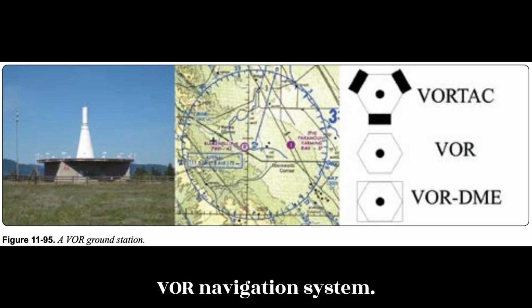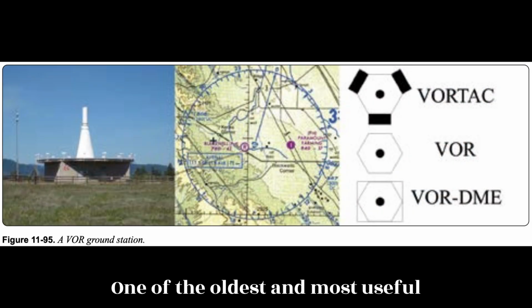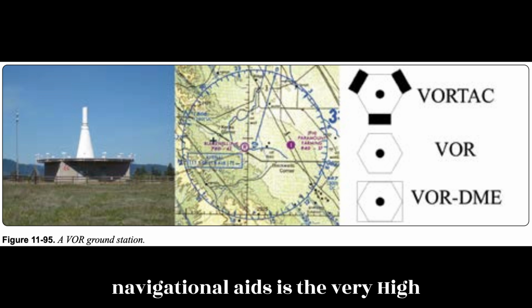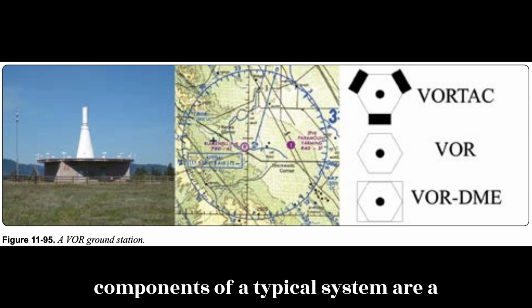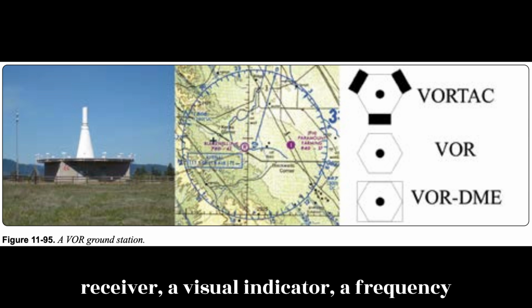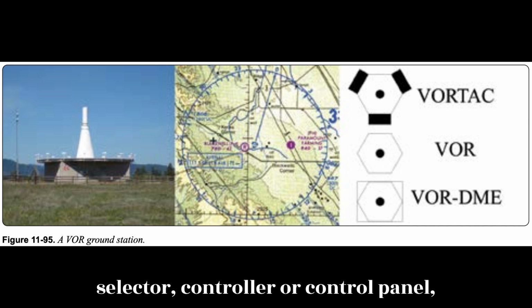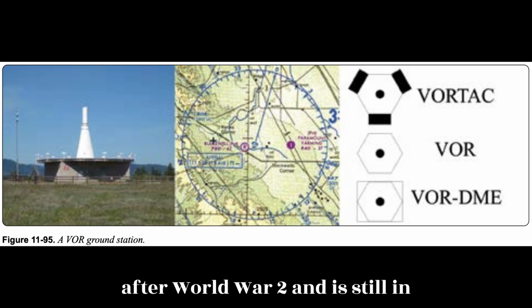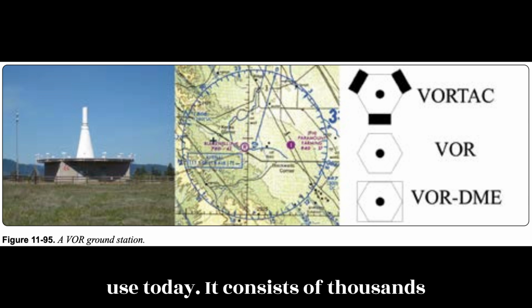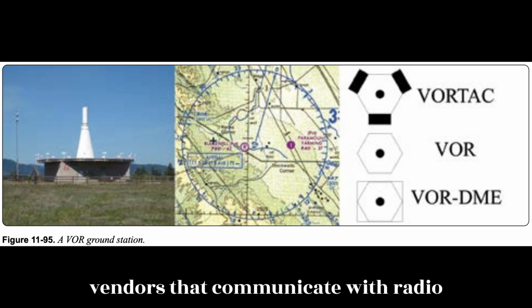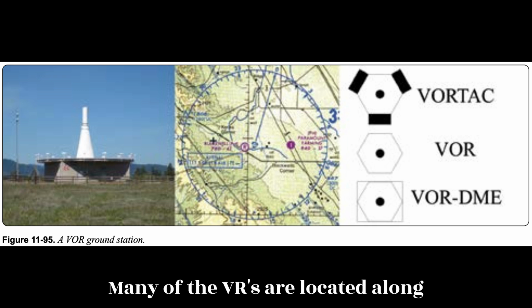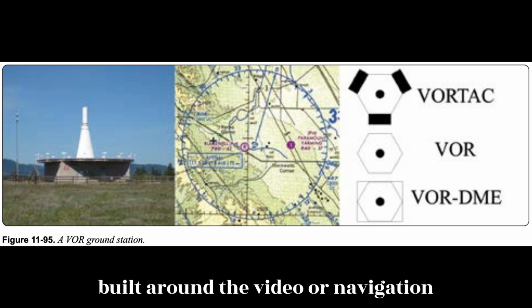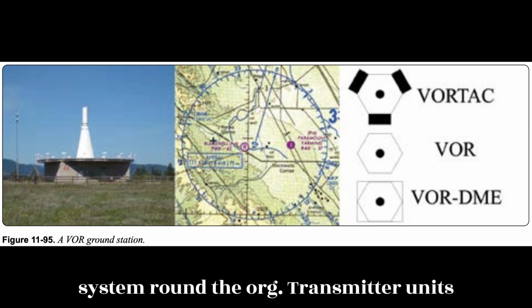VOR Navigation System. One of the oldest and most useful navigational aids is the Very High Frequency Omnidirectional Range, VOR Navigation System. The four main components of a typical system are a receiver, a visual indicator, a frequency selector controller or control panel, and antennas. The system was constructed after World War II and is still in use today. It consists of thousands of land-based transmitter stations, or VORs, that communicate with radio receiving equipment on board aircraft. Many of the VORs are located along airways. The Victor Airway system is built around the VOR navigation system.